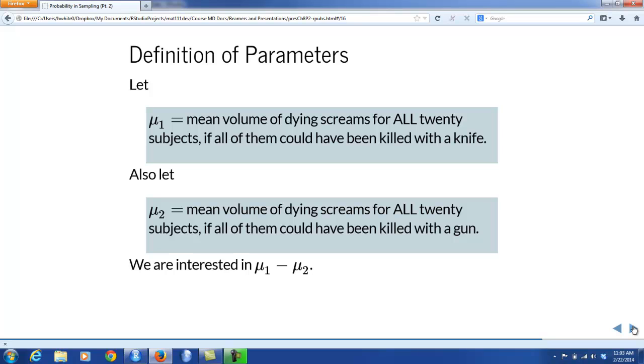Let's let mu1 be the mean volume of dying screams for all 20 subjects if all of them could have been killed with a knife. And let's let mu2 be the mean volume of dying screams for all 20 subjects if all of them could have been killed with a gun. And we're interested in mu1 minus mu2.